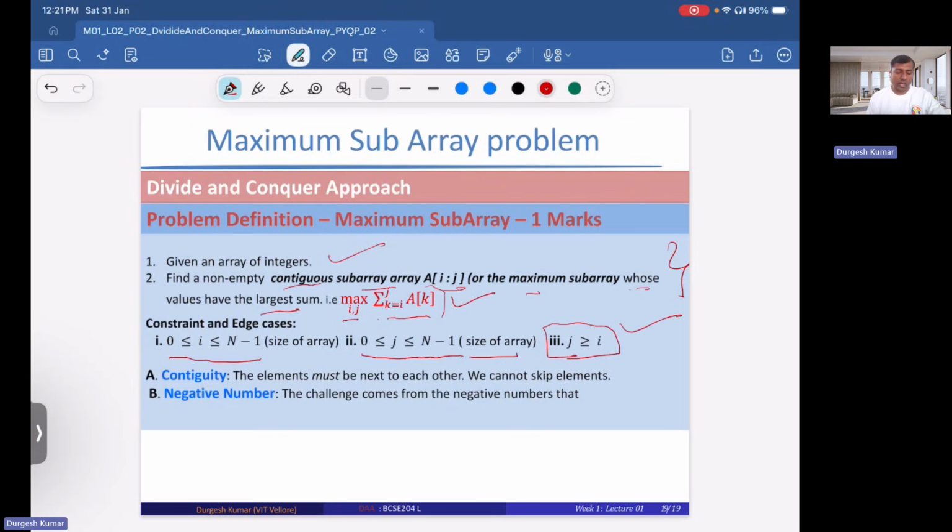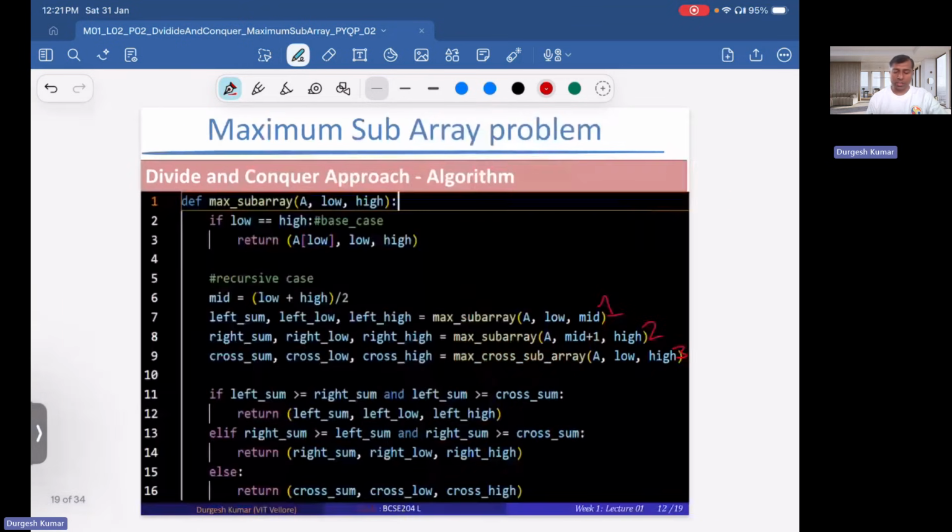These are the constraints. Another constraint is the contiguity constraint. The elements must be next to each other. We cannot skip any in-between element. And there may be challenging cases where some number is negative, which decreases the sum. So this is how you will write the problem definition for 1 mark. Next, you will write the algorithm. This you will get 4 marks.